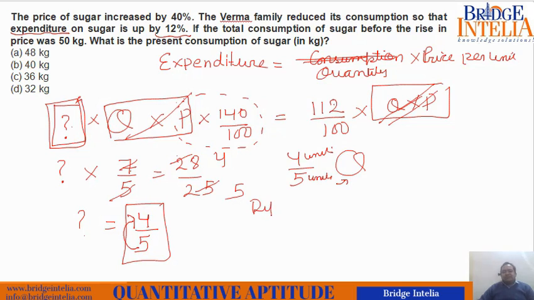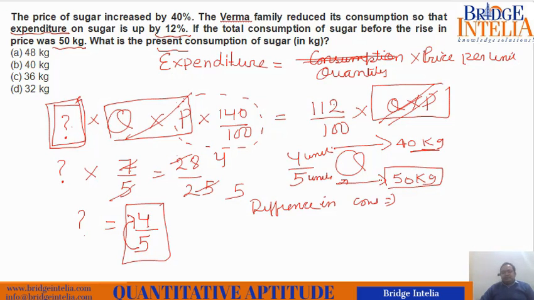So the difference in consumption, if the total consumption of sugar before the rise of price was 50 kgs. So this 5 unit represents the original condition. So 5 units, 50 kgs. So what is the present consumption? So this 4 unit represents the present reality, today's reality. So 40 kgs. So 40 kg is the final answer.